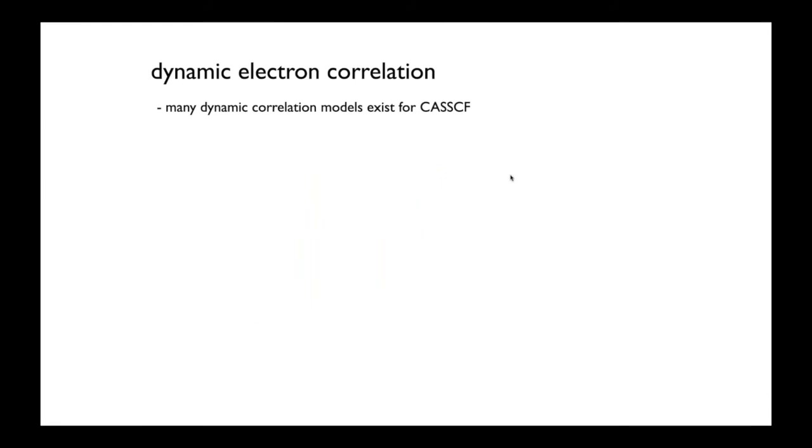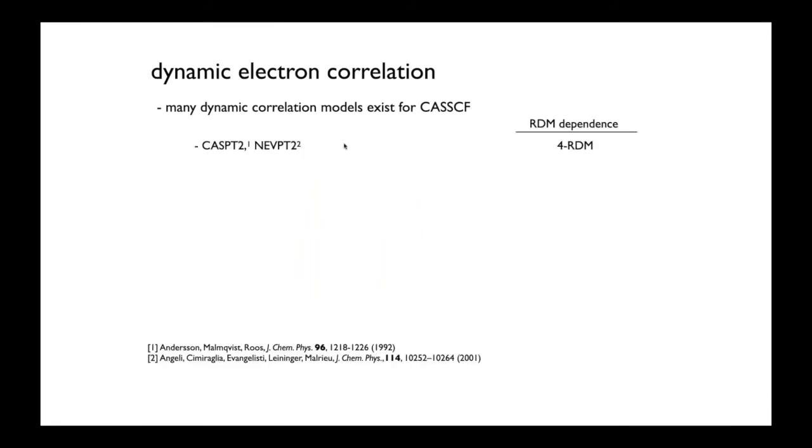There are many different ways to account for dynamic correlation effects in CASSCF. There's CASPT2 and NEVPT2. The problem, from my point of view, with these methods is they require knowledge of the 4-particle reduced density matrix. That means we'd have to impose full 4-positivity conditions. It would be a very expensive calculation.